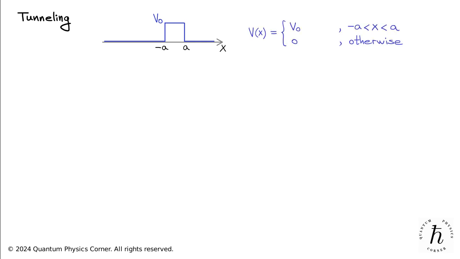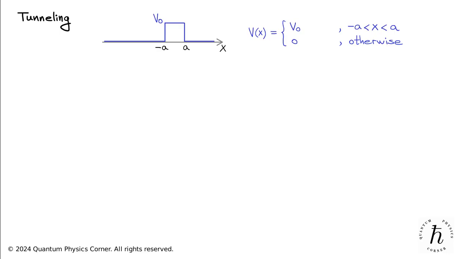To this end, we will examine a particle in one-dimensional space, along the x-axis, encountering a rectangular potential barrier. More precisely, the potential function is defined as follows. The potential equals a positive constant v sub 0 when x is between -a and a, and it is 0 for all other values of x. Thus, the height of the potential barrier is v sub 0, and its width is 2a.